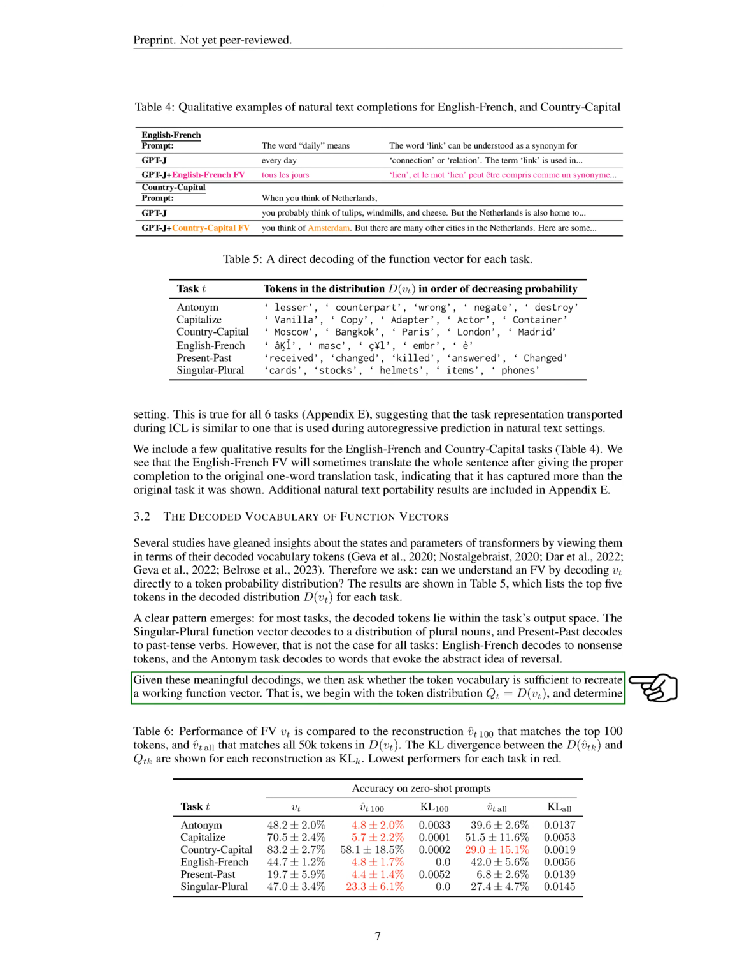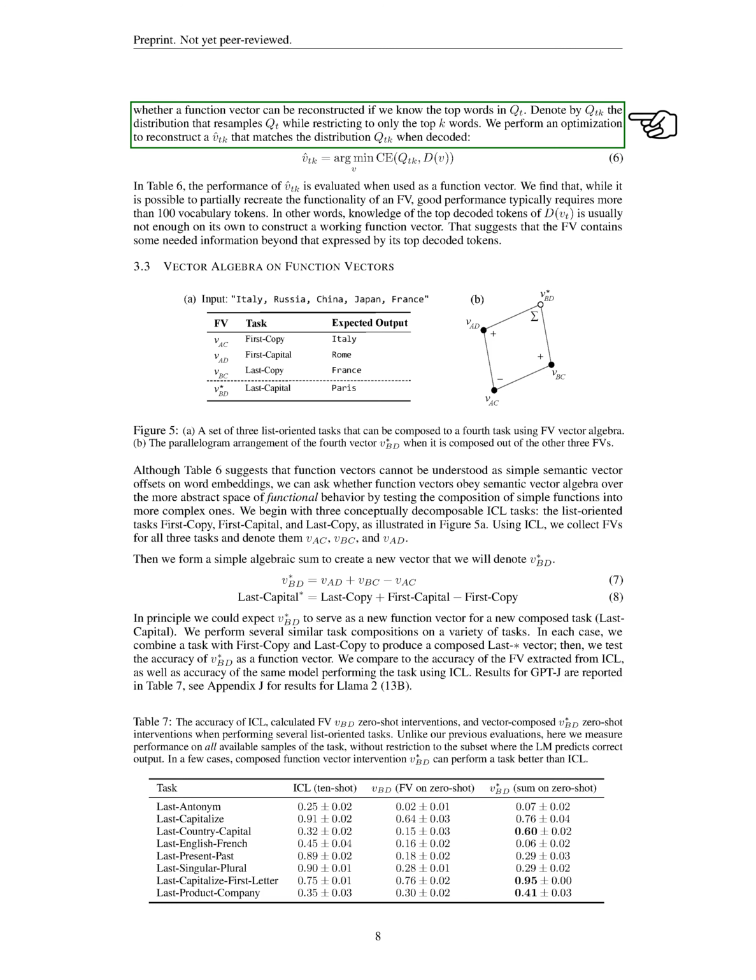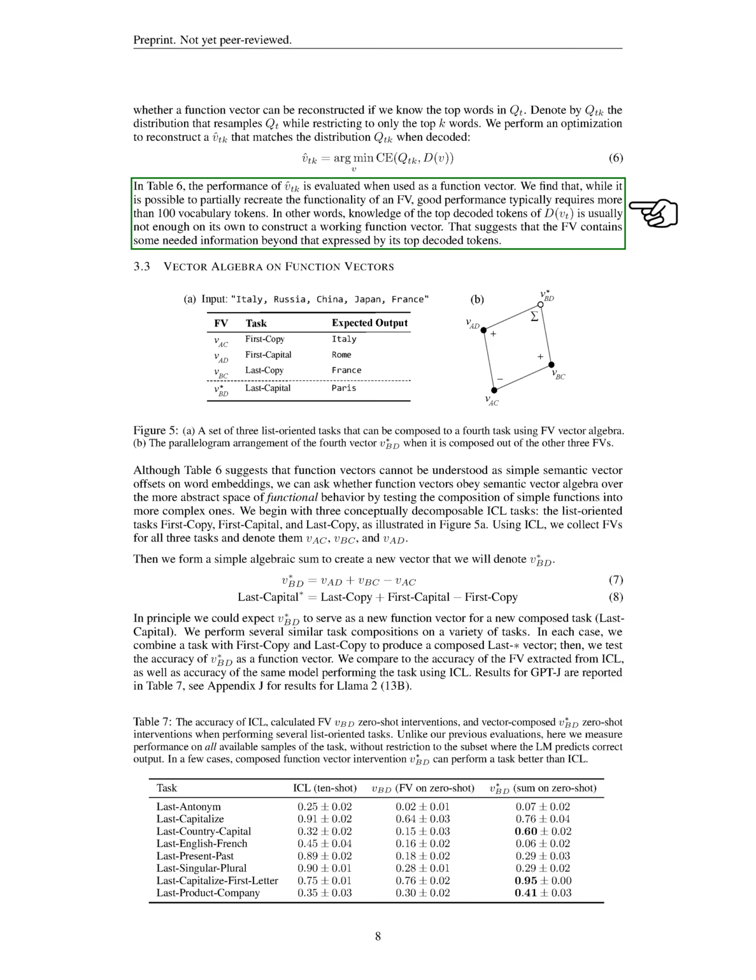Given these meaningful decodings, we then asked whether the token vocabulary is sufficient to recreate a working function vector. That is, we started with the token distribution, and determined whether a function vector can be reconstructed if we know the top words. We performed an optimization to reconstruct a function vector that matches the distribution when decoded. We found that, while it is possible to partially recreate the functionality of a function vector, good performance typically requires more than 100 vocabulary tokens. In other words, knowledge of the top decoded tokens is usually not enough on its own to construct a working function vector. That suggests that the function vector contains some needed information beyond that expressed by its top decoded tokens.